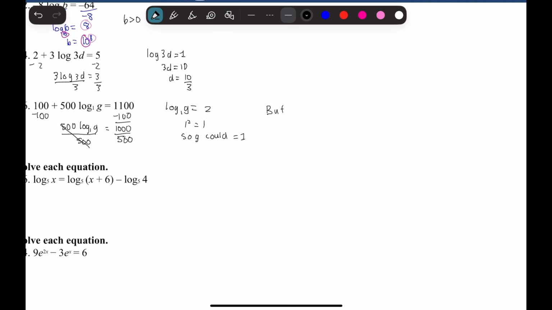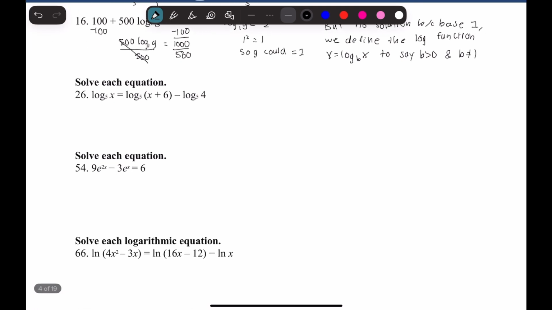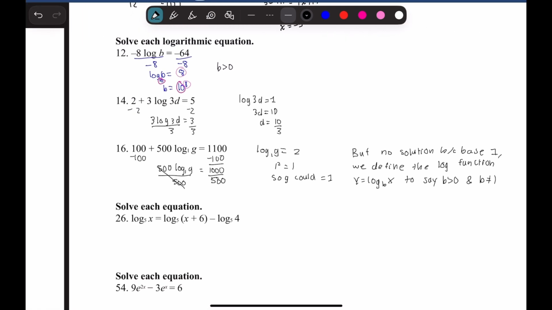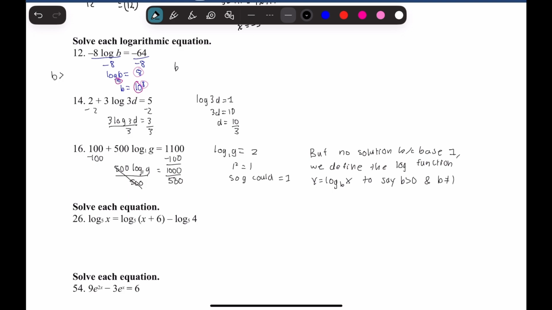But we have no solution because of base 1. We define the log function as y is equal to log base b of x, where b is greater than 0, and also that b is not equal to 1. And that's because, let's write this over here: b is greater than 0, g is greater than 0, and also x is greater than 0. So let's move on.